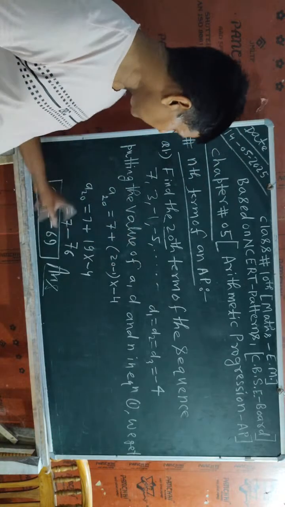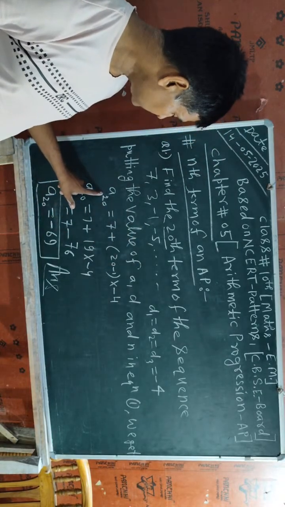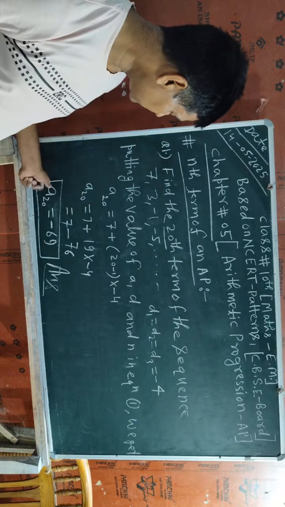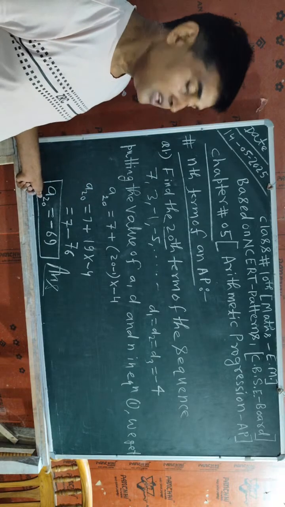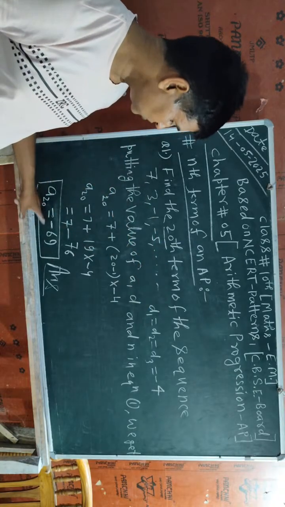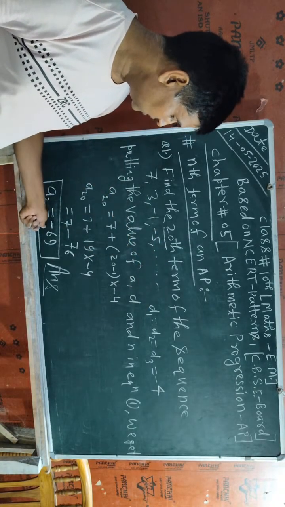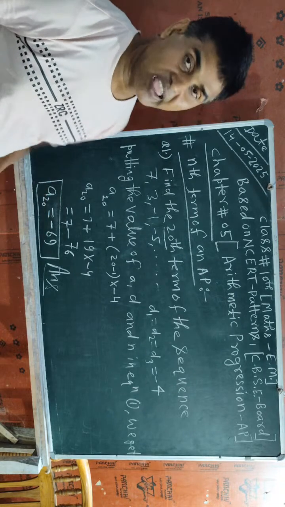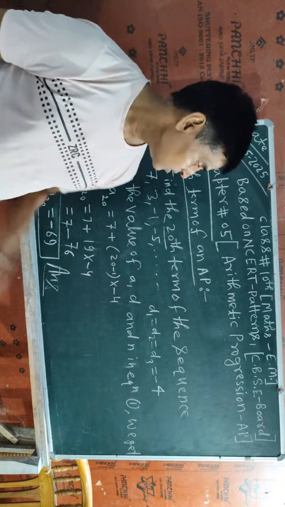I have simplified here. After simplifying, I have got the value of a_20, meaning the 20th term of the sequence. I have got that value as minus 69. This is the answer of the question.